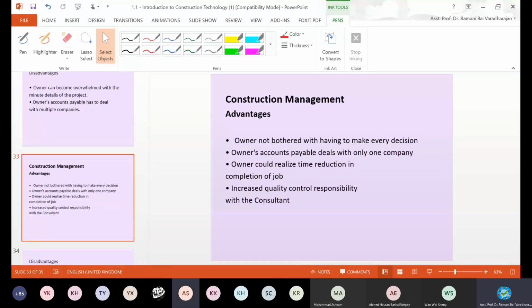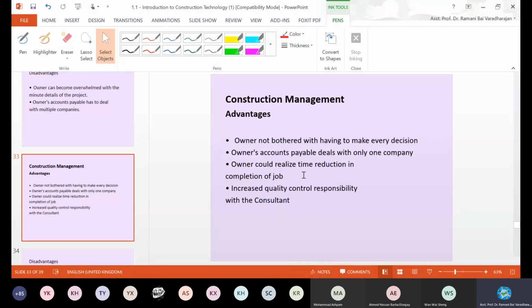The manager will carry out the work. The construction manager will decide, test, tally, and decide. The owner's accounts payable deals with only one company. He will communicate to the company, and that company can have sub-companies or subcontractors. So he will be communicating to the manager or consultant only. That's how the burden is reduced in construction management. The owner could realize time reduction in completion of the job.